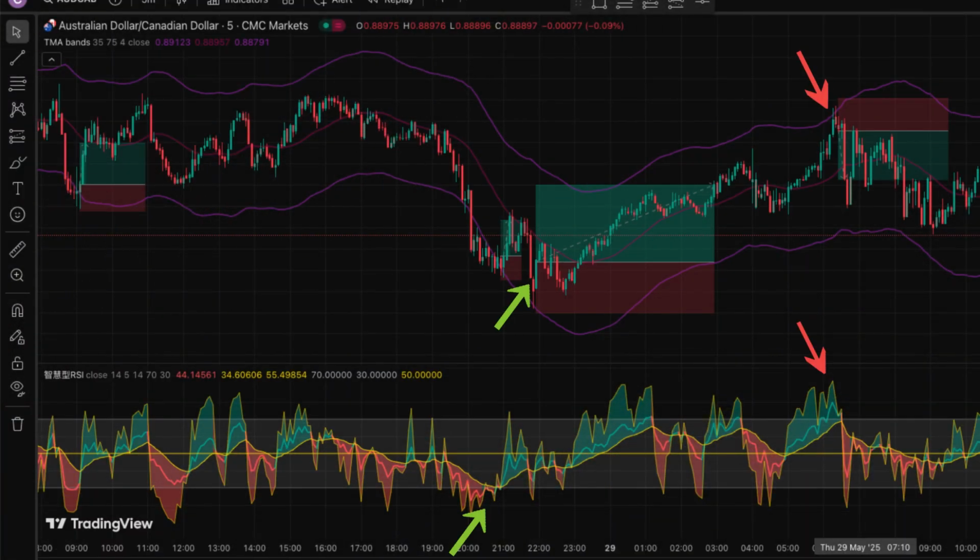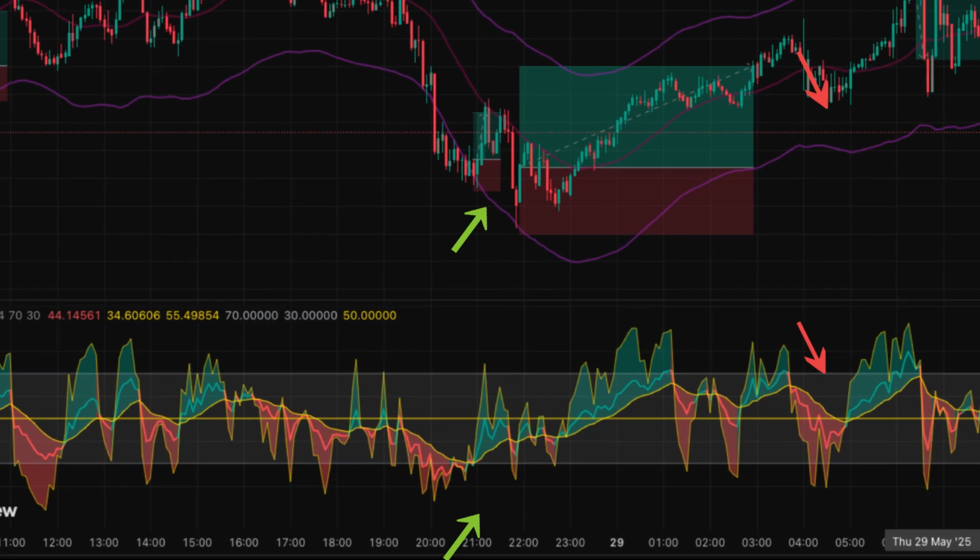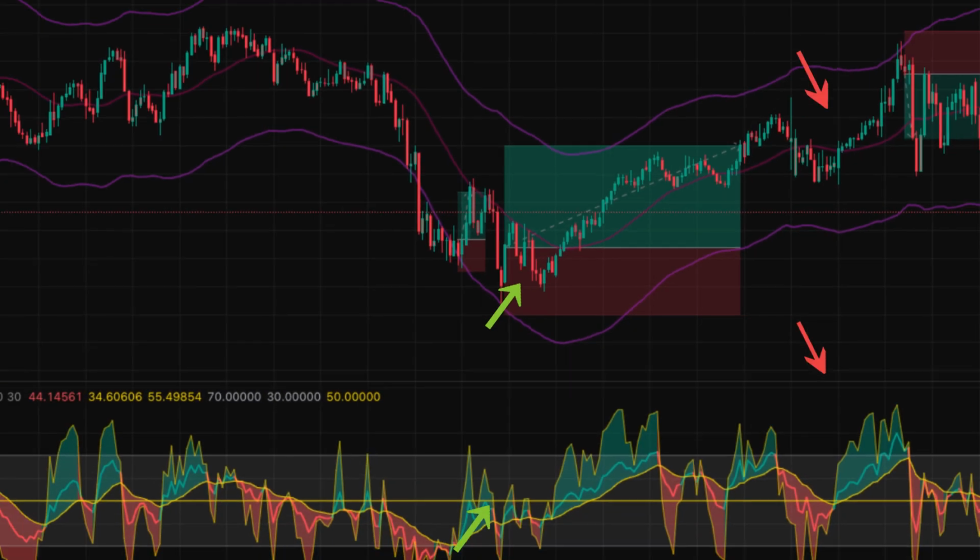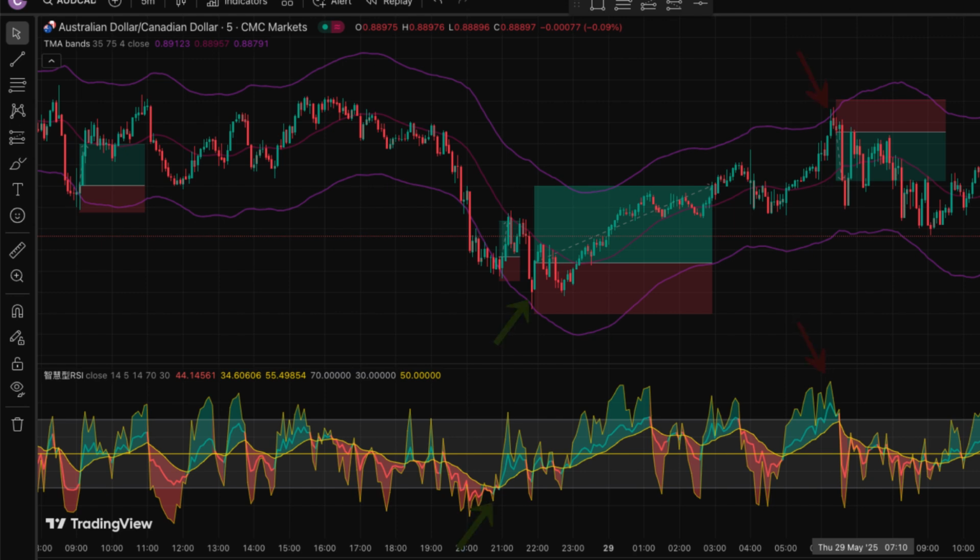This strategy works by spotting overbought and oversold zones where the price is likely to reverse. It uses a double confirmation method. The TMA indicator helps us identify when price is overextended. The Smart RSI confirms momentum exhaustion and gives us a clear entry signal. The synergy between these two indicators allows us to catch sharp reversals with great timing, perfect for scalping.